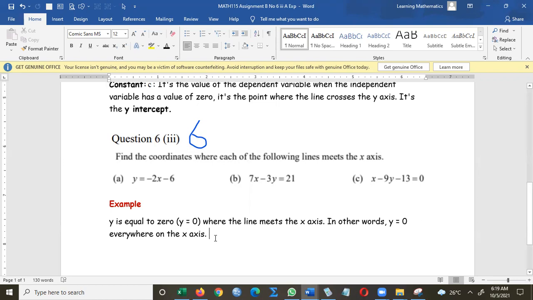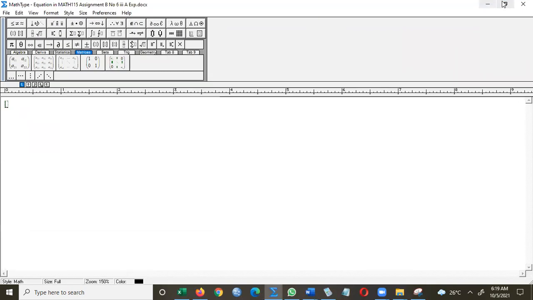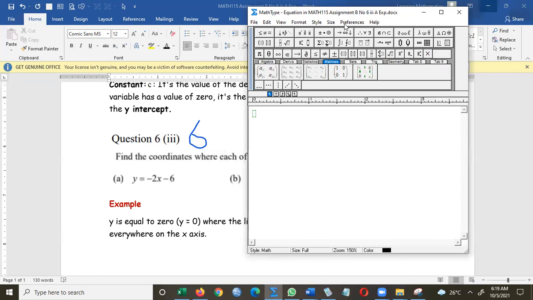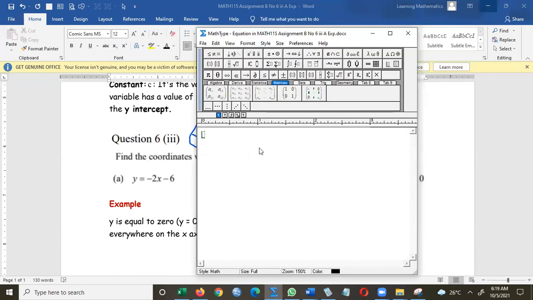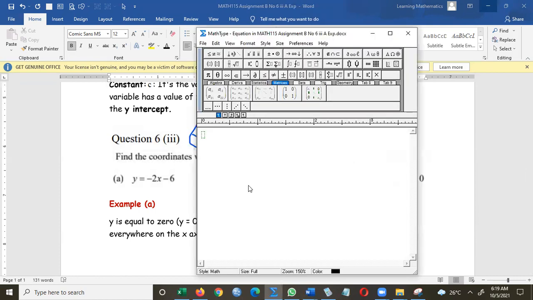So let's demonstrate an example to show how this can be done. There are 4 examples here. Let's do an example like part E. Let's call that example E. So let's say y is equal to negative 7x minus 21.